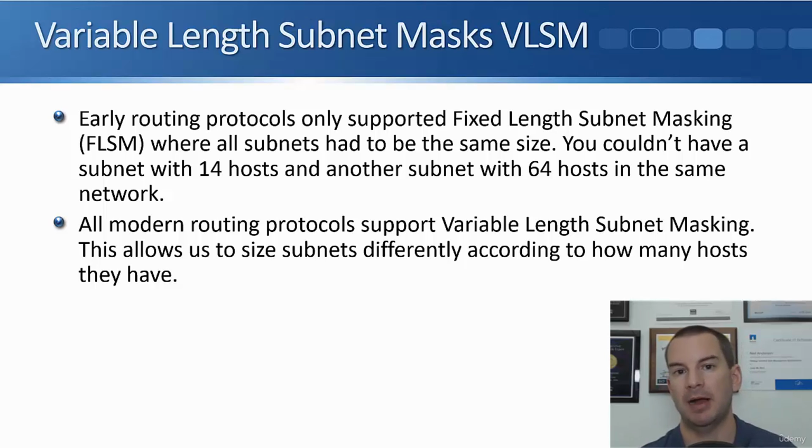Okay, so variable length subnet masking, it means we can use different length subnet masks within the same network. This is a good thing because it lets us be much more precise with the size of our networks, and we're going to be wasting a lot less addresses. We'll cover how to do VLSM, variable length subnet masking, in the next lecture.